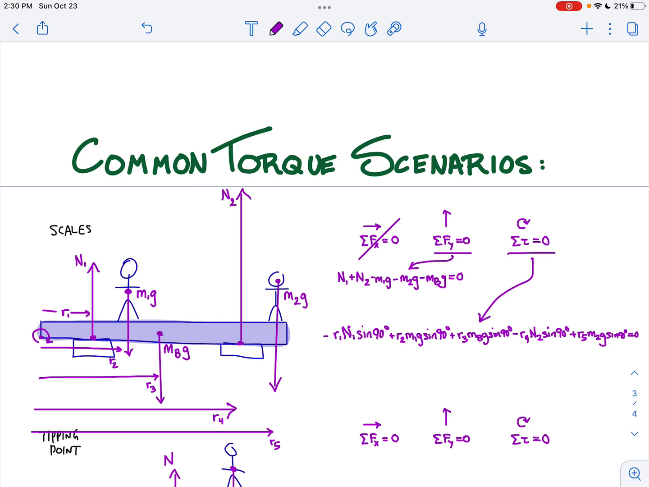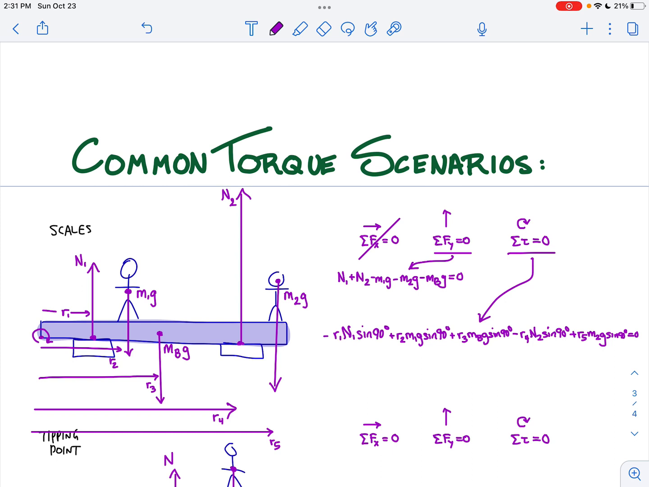I chose as my axis of rotation the left end of the beam. You don't have to choose this as your axis, and maybe it would be smarter not to, but you can choose whatever you want. It doesn't matter. If you choose, say, the location of the first scale as your axis, then you could ignore that normal force in your torque calculation. But I put it all the way to the left side because it was a little bit easier to draw.